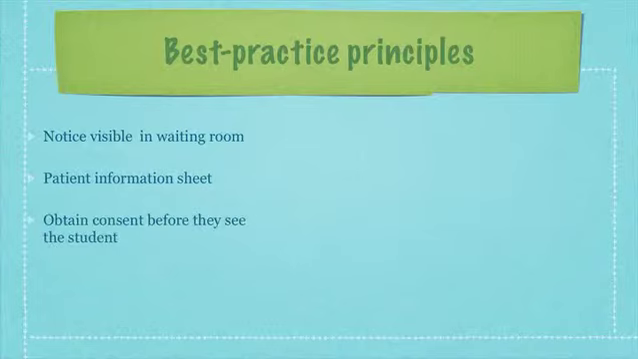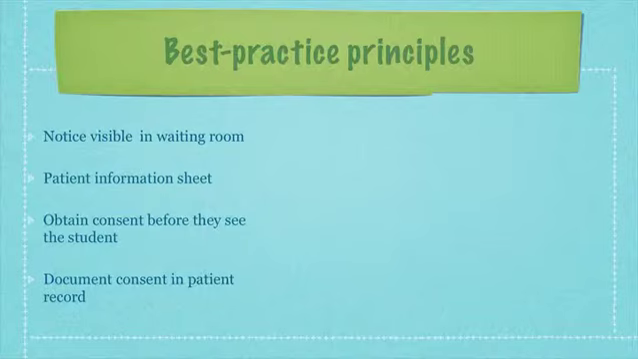To obtain consent from the patient before they see the student. Written consent is preferable, but consent may be obtained verbally as well. To document the consent in the patient's record for that day. This could either mean scanning the consent form or simply making a note in the patient record to that effect. In general, the reception staff would be largely involved in this process, so they should be informed prior to the start of the student placement.